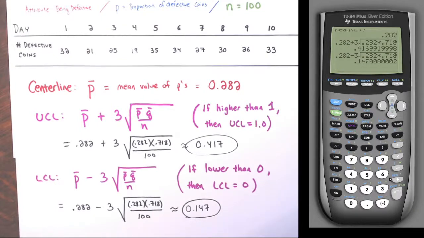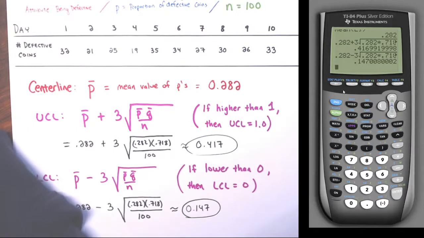All right, and let me graph these. I'll put these up as lines on my graph. So back on the calculator, I go to y equals. There's my center line, the average of the p's, that was 0.282. My upper control limit was approximately 0.417. My lower control limit, approximately 0.147. Let's see if those show up on my graph.